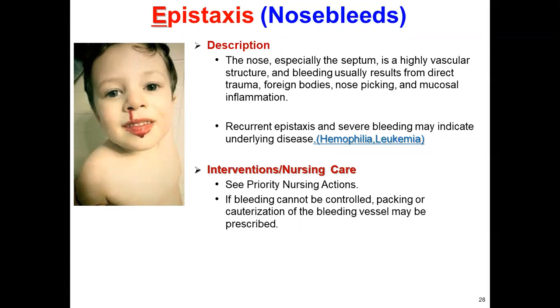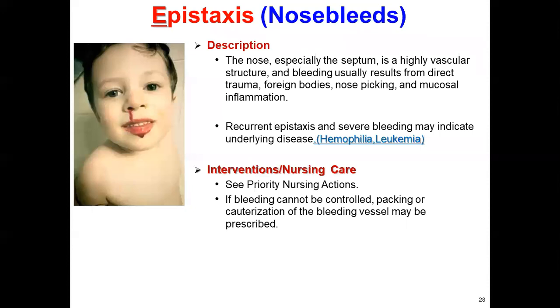Recurrent epistaxis and severe bleeding may indicate underlying disease like leukemia or cancer, hemophilia, which means blood clotting deficiency, or certain medication.